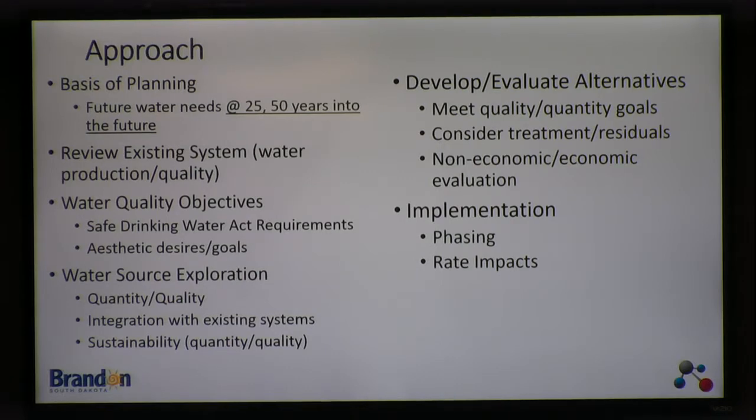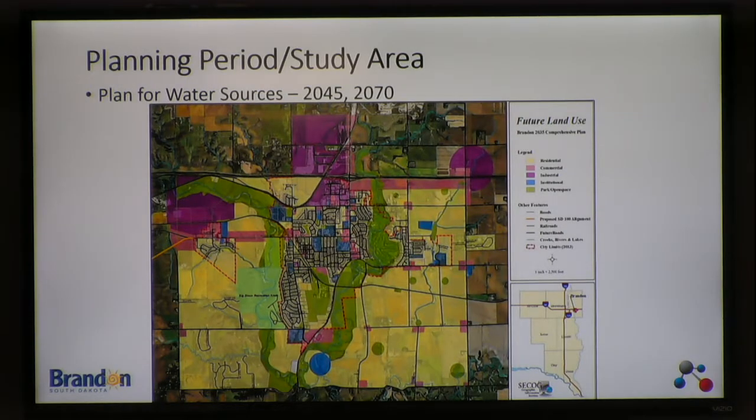So this is the approach that AE2S and the study team took as we moved forward through the planning process for long-term water supply for the city of Brandon. The study area is basically the study area that is in the most recent comprehensive plan for the city of Brandon. And as you can see in the yellow, that's where primarily residential development would occur. And then there's also places where there's commercial and industrial more toward the north side of the community.